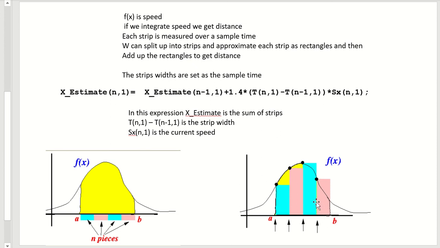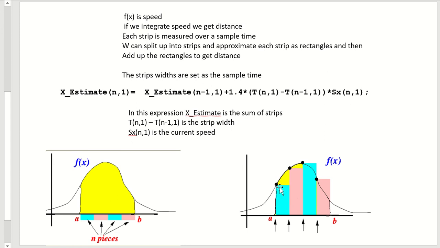So this is the thinking behind this simple line of code, which says that the x distance currently is equal to the old x distance, because you're going to add these together, plus, and then I've got a fudge factor of 1.4 in, and this parameter here is the strip width. So that's going to be the current value of time minus the one before, so that's that width there, and this is the current speed, so that's that distance there. So by multiplying that by that, we get this area of that curve.